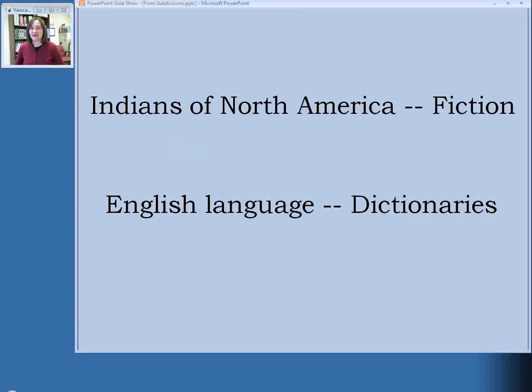Let's look at some examples of headings with form subdivisions. For example, in this first heading, Indians of North America is a topical subject heading with a form subdivision of fiction, which lets your user know that this is a fictional work about Indians of North America, not nonfiction. In the second example, dictionaries is the form subdivision added on to the main topical heading of English language.